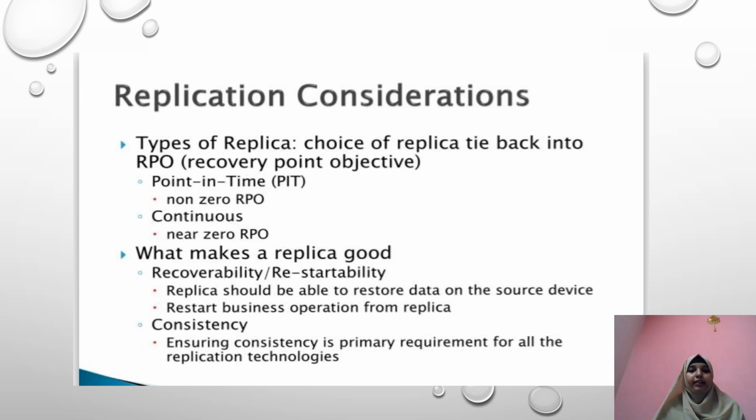Now let's have a look at the considerations of the replicas. Types of the replica: choice of the replica ties back into the RPO, recovery point objective. Point in time, PIT, is non-zero RPO; a continuous one is near zero RPO. What makes a replica a good one? Recoverability and restartability: the replica should be able to restore data on the source devices and restart business operations from the replica. Consistency: ensuring consistency is the primary requirement for all replication technologies.